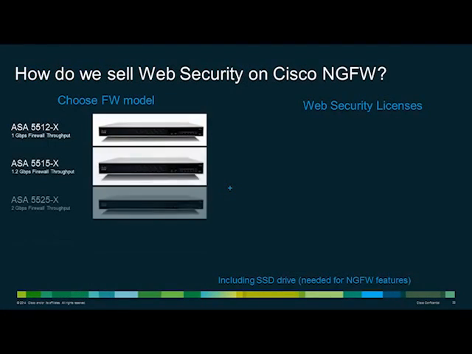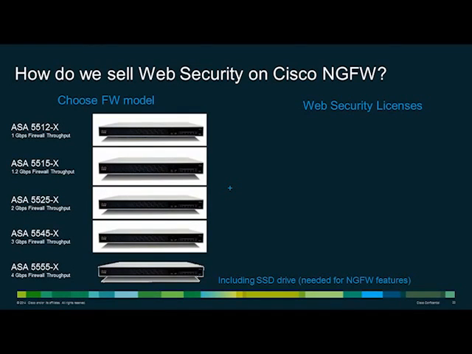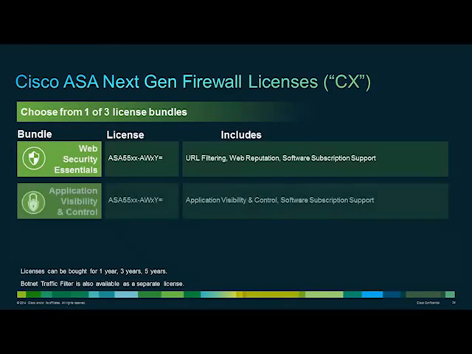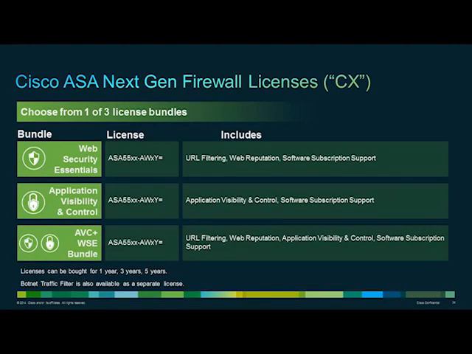To sell web security with new or existing ASA firewall customers, the process is very similar. The licensing gives the hybrid capability of onboard functions like Layer 4 traffic monitoring, URL filtering, and application visibility and control, combined with the cloud anti-malware provided through the Cloud Connector. Again, licensing options are very similar to the options shown on the web security appliances.